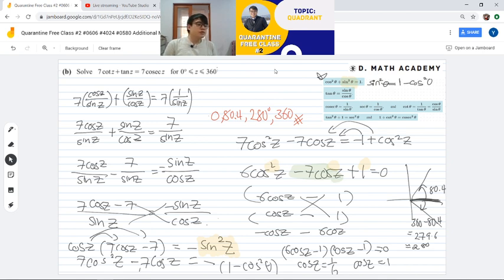So after going through a few questions, you will know the crucial role that the range given to you plays. So for this same part B question, if your less than or equal to sign was just changed into less than, then your results will only have two, which are 80.4 and 279.6.